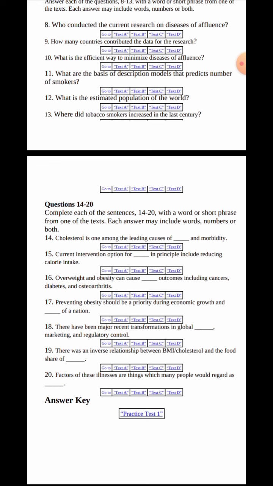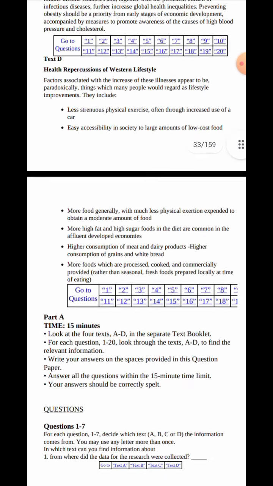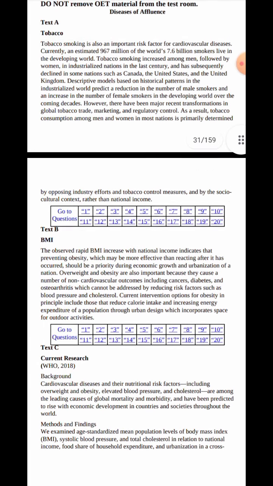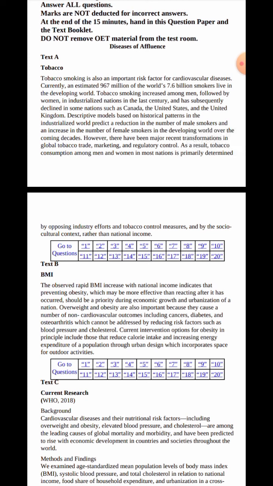Okay, so are we done? Let me assume that we are done. So now let's go back to the text. Don't forget the keywords: current intervention, then calorie. So back to the text. Text A. So current intervention and calorie.